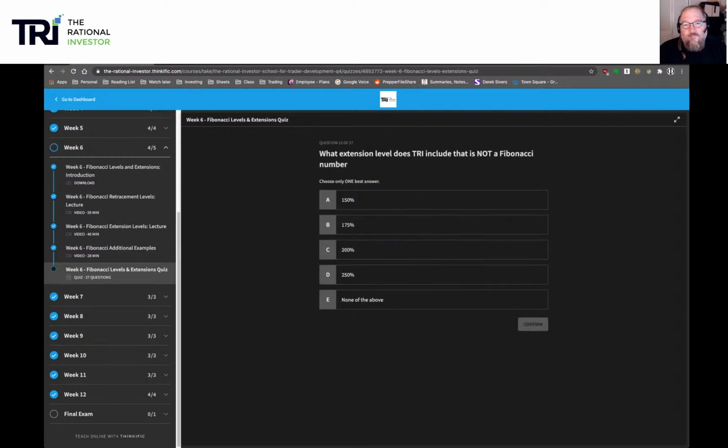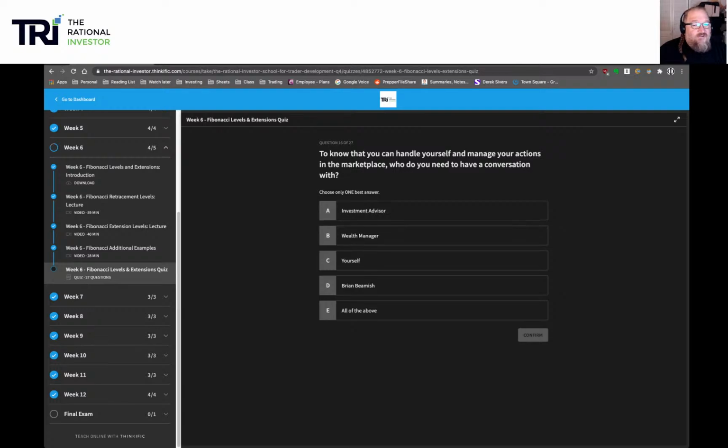Okay. And then what extension level does TRI include that is not a Fibonacci number? And that's the 200% extension. Again, that's a Gann thing. And then what market and transition pattern does the 200% extension level correspond with? And that's the head and shoulders. And what term does TRI use to describe the 161% to 161.8% to 200%? We refer to that as the parking garage. Very often price will park there for quite a bit of time as it consolidates for its next move.